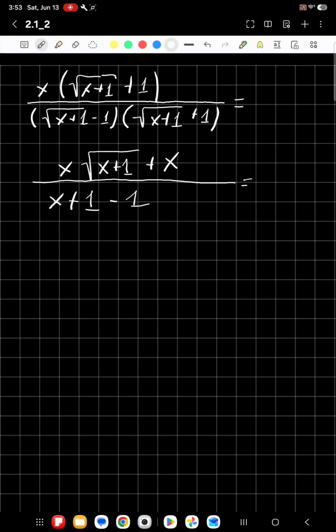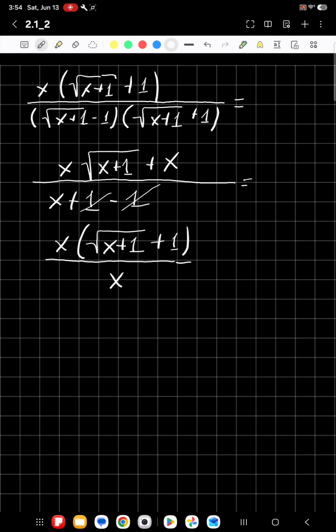Okay, so what do we get? I can see that I shouldn't have distributed that x. Anyway, we can factor it out. So we get the square root of x plus 1 plus 1. And then at the bottom, the negative 1 and positive 1 cancel out, and you end up with x. All right, so now if we cancel those two x's, we get the square root of x plus 1 plus 1.